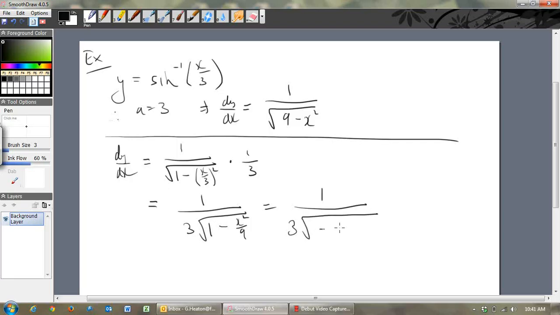What I'll do is put them all over 9. Sorry, I didn't leave much room there. So that'll be 9 minus x squared. And that 9, if it comes out of the square root, becomes a 3, which cancels the other 3. So that's just 1 over the square root of 9 minus x squared. So you can see, if you can remember the formulas, that makes it a lot easier. But if you can't remember the formula in one of your exams, you can still get the same thing by using the chain rule. So there you go. That's how that formula helps you out.